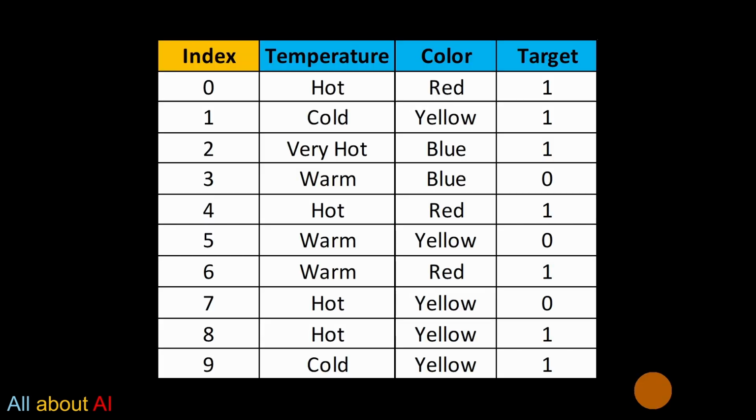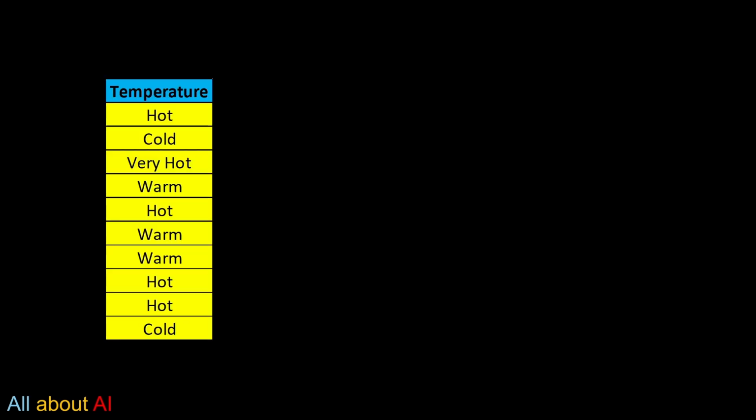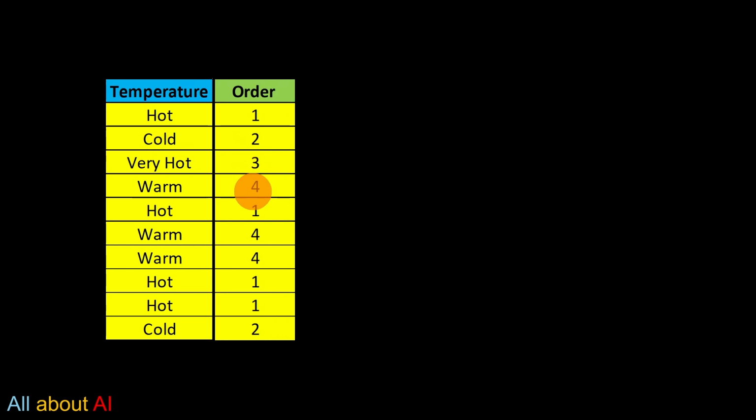Now let's take a quick look at our toy dataset. We will take the temperature category. The first step is to set the order. Note it's not ordinal values, rather the order in which categories are in the dataset. Here, hot is 1, cold is 2, and so on.